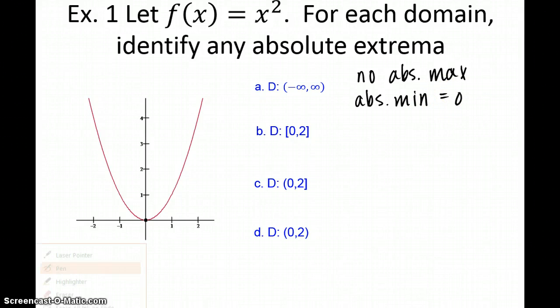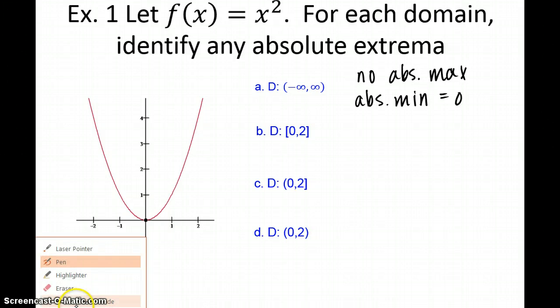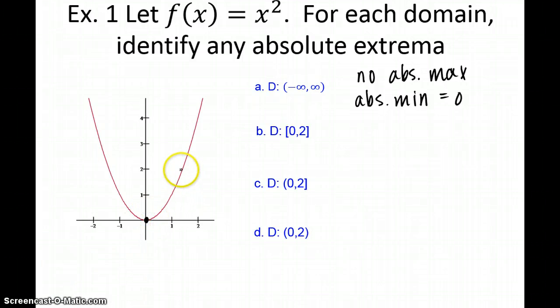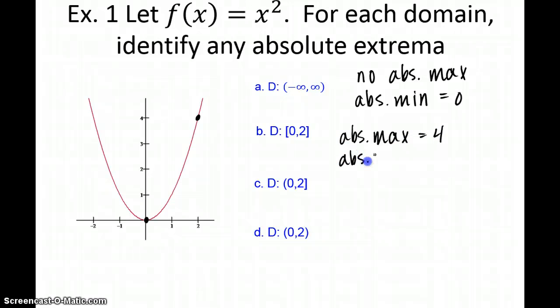Okay, next, on the closed interval from 0 to 2. Alright, this isn't letting me change. 0 to 2. Absolute maximum would occur at 4. Absolute minimum would occur also at 0.